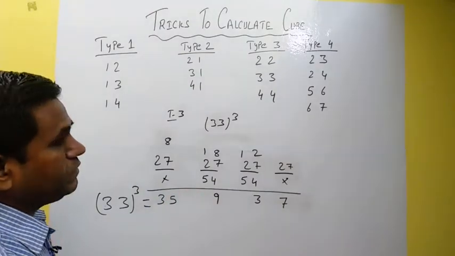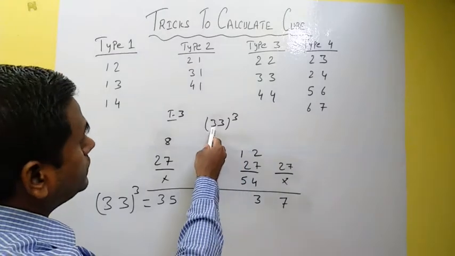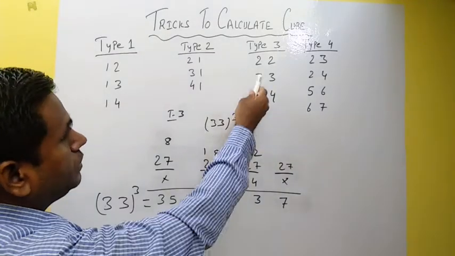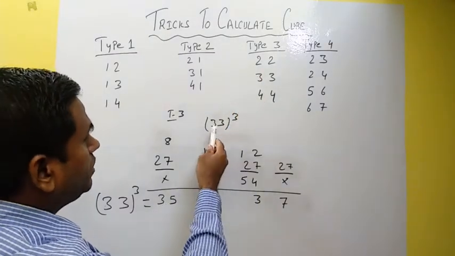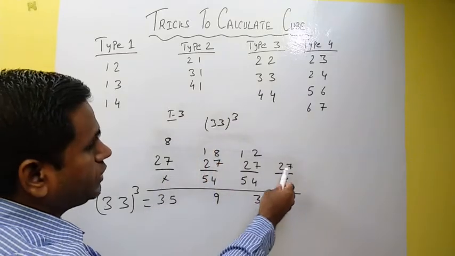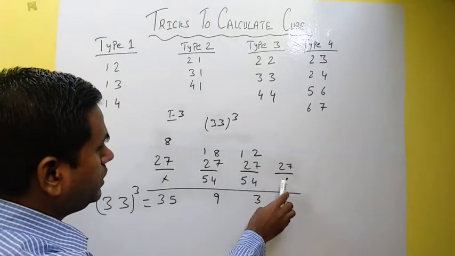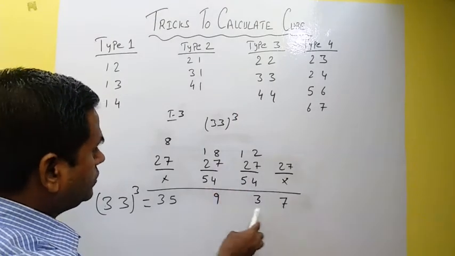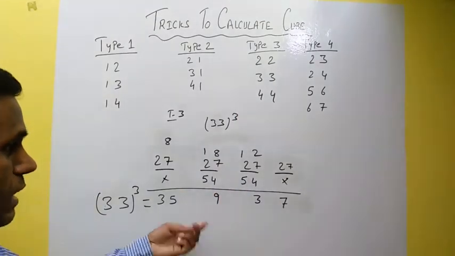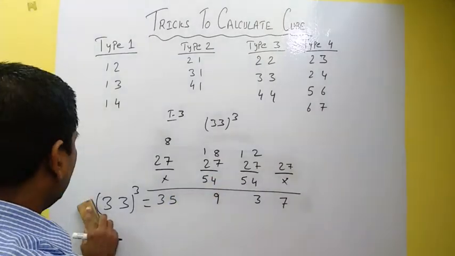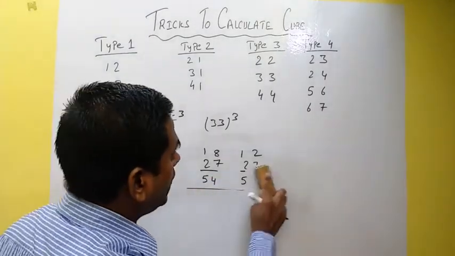So hope you have understood type 3 also. Just take one number, because it is same digits, right? Take any number, do the cube of that number, write it at all 4 places. First and last we will not do anything, double of that number and just do the addition. So I'm solving many examples so that you can understand how the addition also happens.